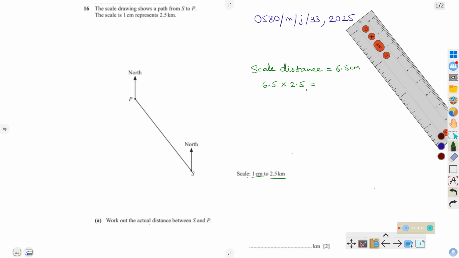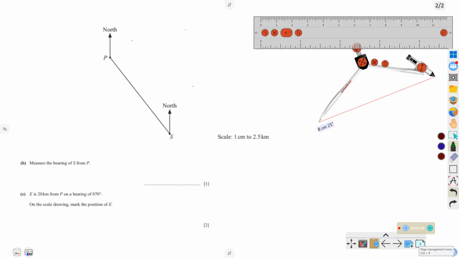So 6.5 into 2.5 you can do in the calculators. It is 16.25 and that should be kilometers. So this is the answer for this question, 16.25 kilometers. Write down this one. Now take the next B and C questions. Now let us see here.